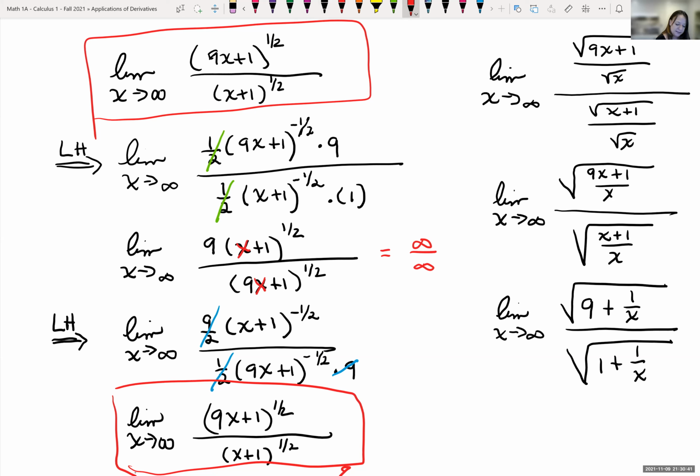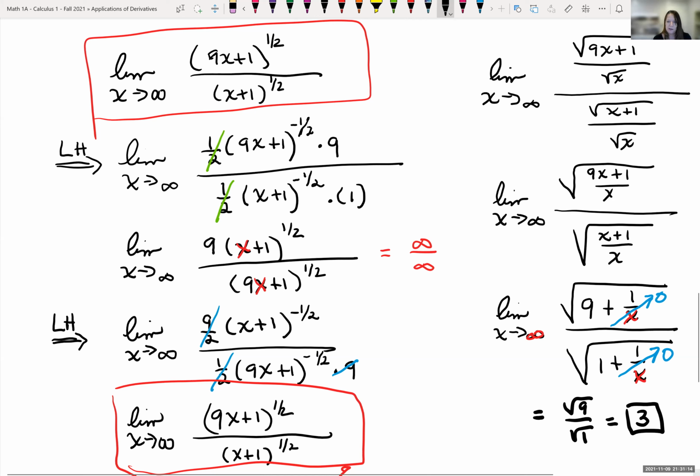And so now as x is going to infinity, and remember 1 over infinity, that value goes to 0. So we're left here with the square root of 9 over the square root of 1, which is equal to 3. So there's a case again that the indeterminate form, we had it, but L'Hopital's rule didn't work, and we had to go back and use something that we've done in the past to help us solve it.